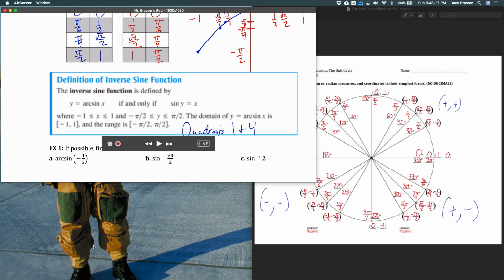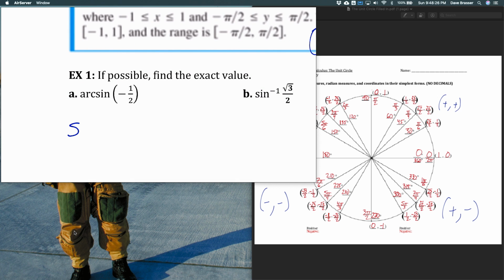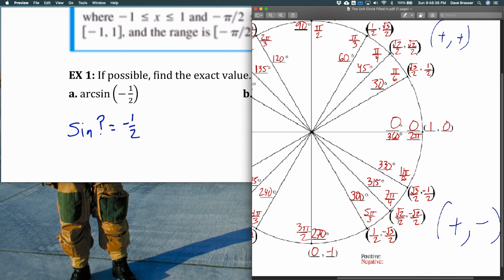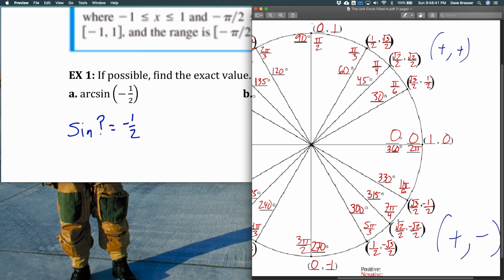So we're asked to find the exact value of the following things. We're saying arc sine of -1/2. In other words, sine of what angle equals -1/2. So we're going to look on the unit circle, and I'm going to zoom in a little bit because we're only looking at quadrants 1 and 4, so on the right side of the screen. Looking for where sine is equal to -1/2. Well, that's down here. Our y value, our sine value, is -1/2. You'll see the radian measure is at 11 pi over 6.